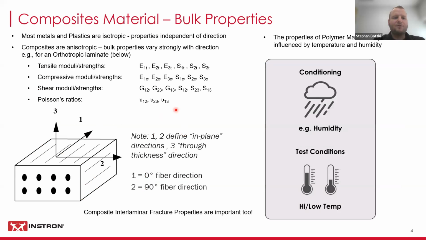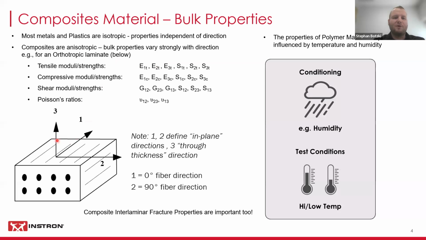So moving on now to the bulk properties. If you think of a traditional material like a metal or a plastic, those are isotropic materials. That means that the properties are independent of direction. If you think about a metal, it doesn't really matter in which direction you put a load on there. It's going to have the same strength in all the different directions. Composites, on the other hand, are considered anisotropic, where the bulk properties vary strongly with the direction that a load, for example, is applied.